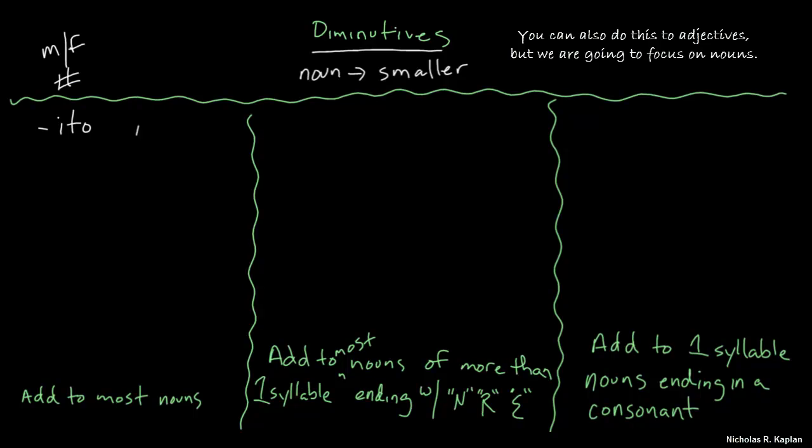Or we could add illo, or illa. We could add cito, or cita, so you can see that it's kind of the same. Or we can come over here and add a cito, masculine, feminine, singular, plural, or a cio, masculine, feminine, singular, plural. So when do we use these?